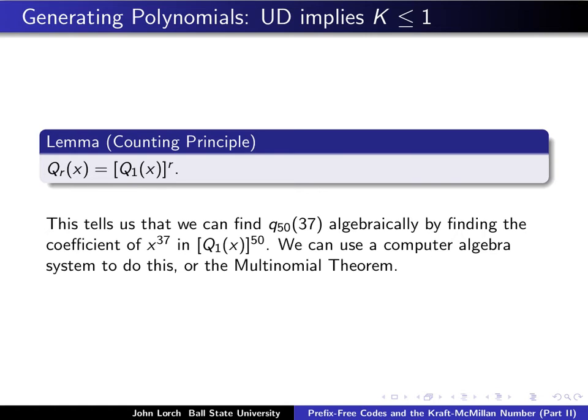Like if I want little q sub 50 of 37, that is messages of length 50 in S star that encode to messages of length 37 in T star, instead of doing a bunch of weird counting arguments, all I have to do is take q sub 1 of x, this polynomial capital Q sub 1 of x, raise it to the 50th power, and then look at the coefficient of x to the 37th.